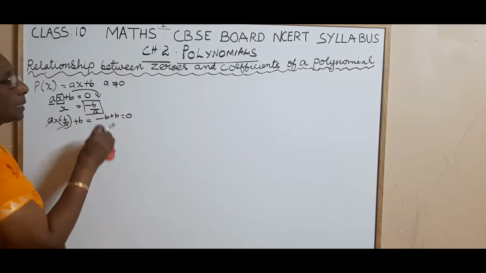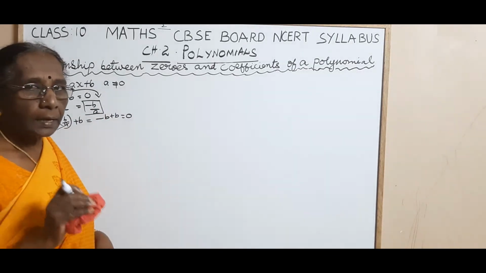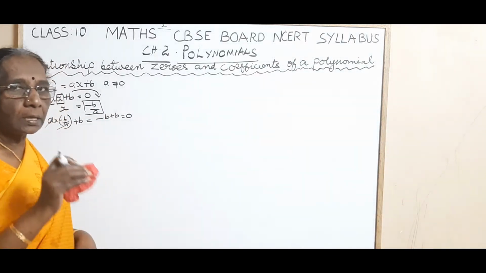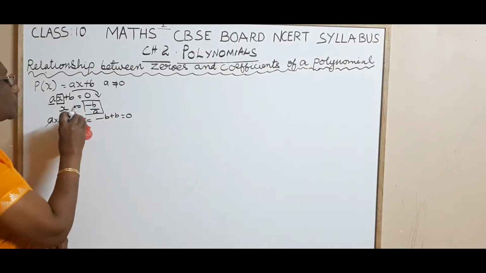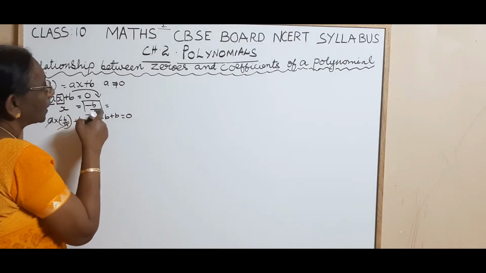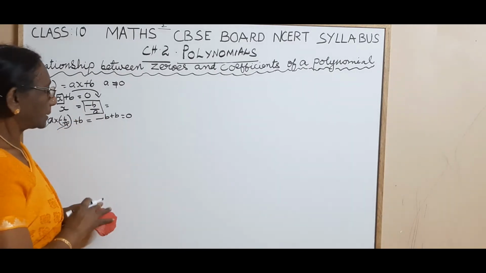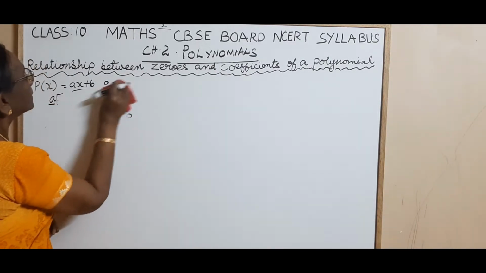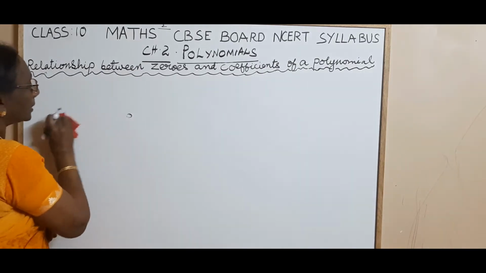Therefore, minus b by a is the zero of a linear polynomial, and the relationship is what? The zero of a polynomial is equal to what? This is minus the constant term by the coefficient of x. Okay children, now we will see for a quadratic polynomial.